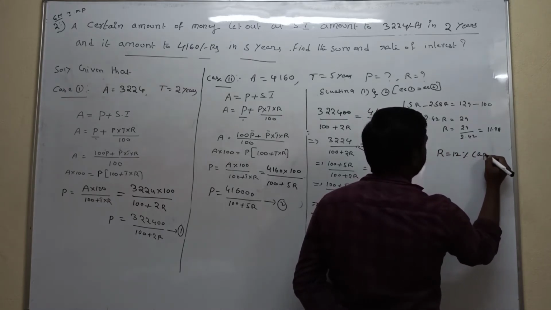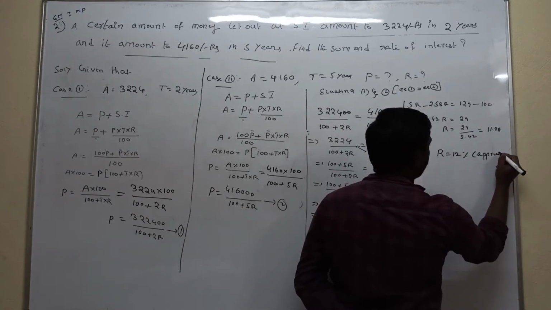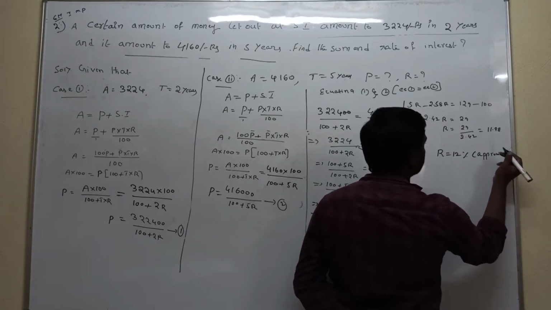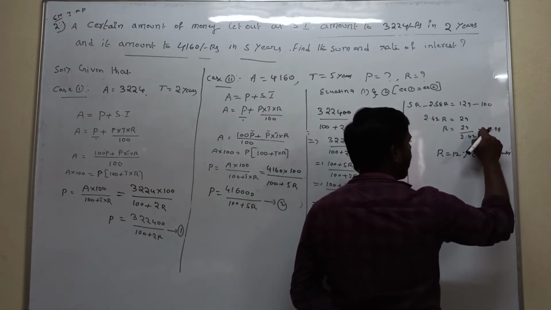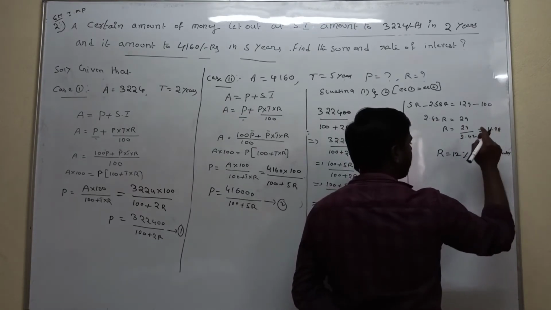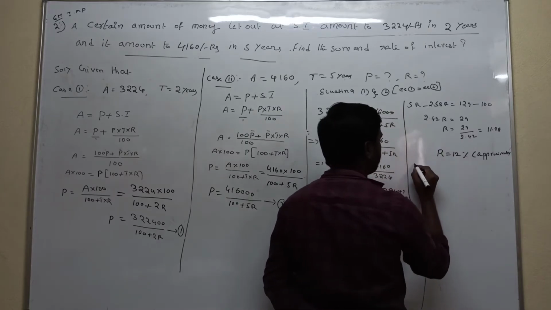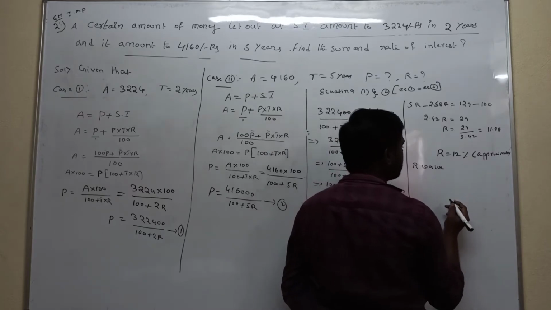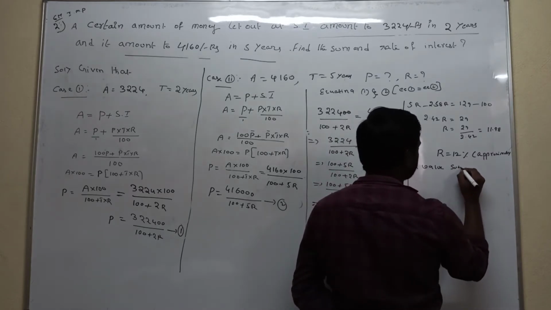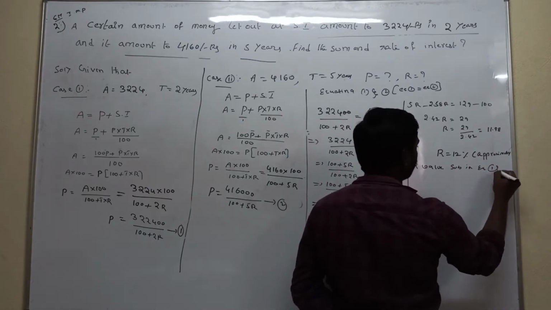This is an approximate value, not the exact value. Here 29 by 2.42 is 11.9998, which is approximately 12%. So we got the R value. Substitute the R value in either equation number 1 or equation number 2. Substitute it in equation number 1.